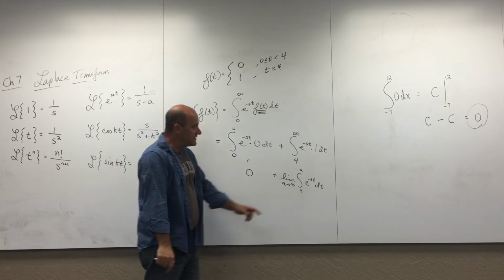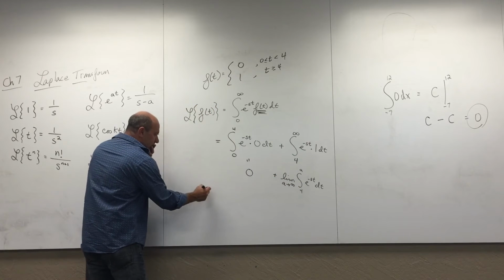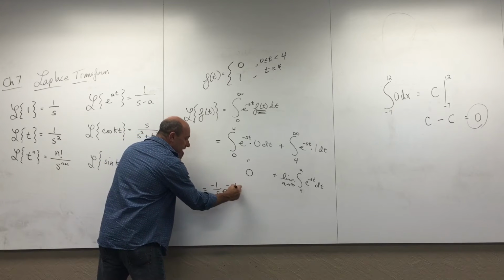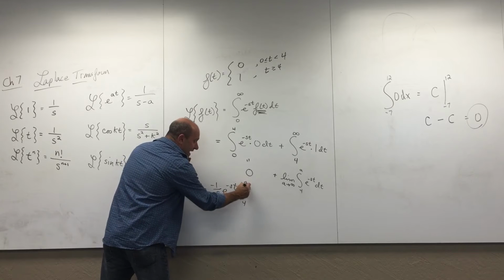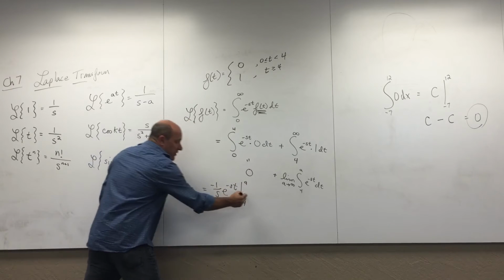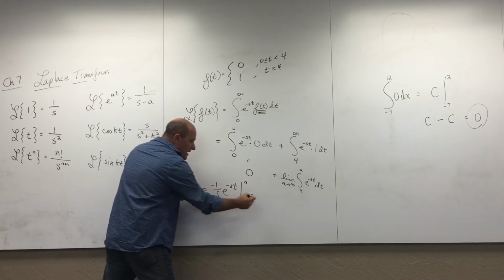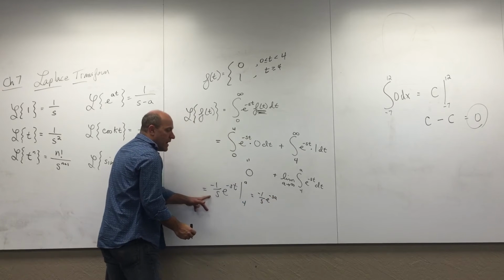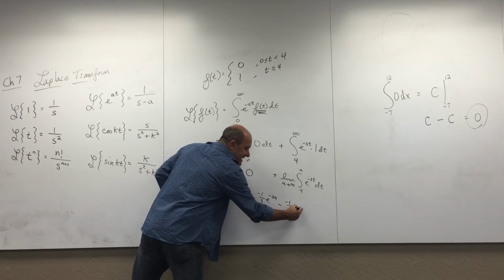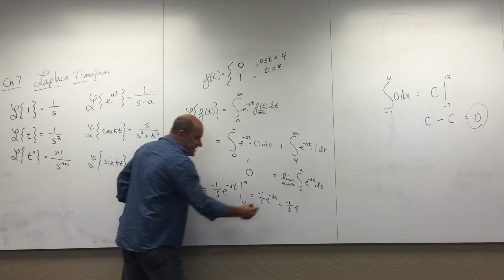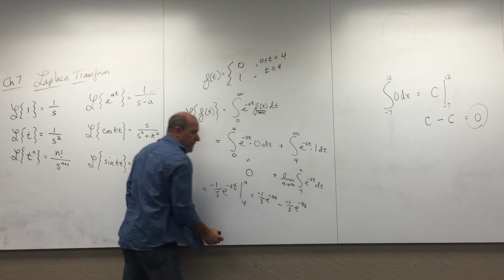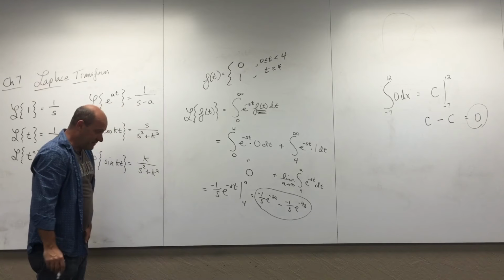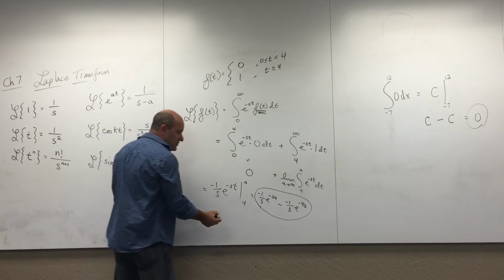You can still eat your salad, but anyway, that's being proper about it. How do we integrate e to the negative st? Negative 1 over s, e to the negative st, from 4 to a. I'm plugging those in for t. I get negative 1 over s, e to the negative sa, minus negative 1 over s, e to the negative 4s. Now that's my answer. Hold on. Except I forgot something. I'm taking the limit as a goes to infinity.